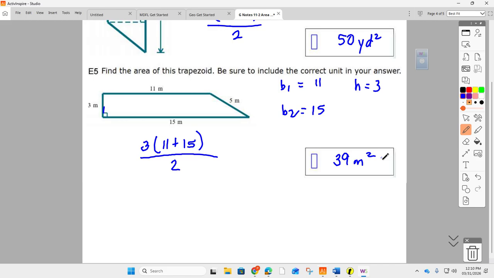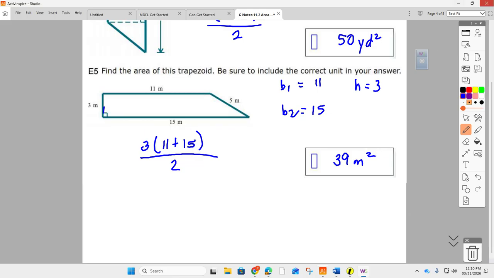Tomorrow we're going to work on topic goals in class, so you will have an assignment. 2 topic goals, I think. And then Thursday we'll do a combo assignment for 11-1 and 11-2. Monday we will take notes on 11-3, and I think that's rhombi and kites.